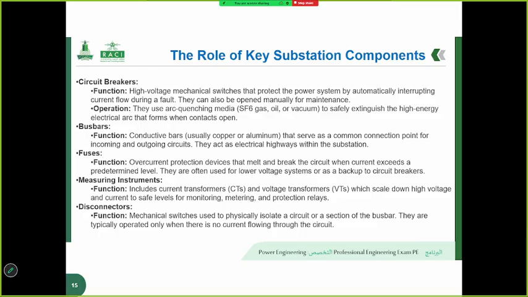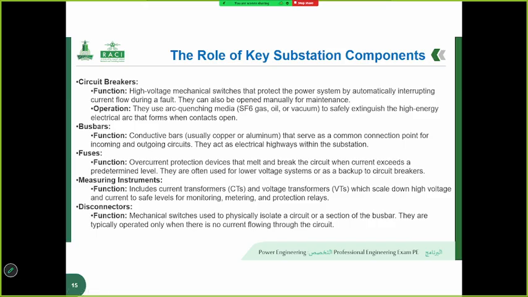So when a fault occurs, a circuit breaker must extinguish a high energy electrical arc that forms between its contacts as they open. To do this safely and quickly, it uses an arc quenching medium such as SF6 gas, insulating oil, or a vacuum. The rapid extinction of the arc prevents damage to the equipment and protects the rest of the power system from the fault.